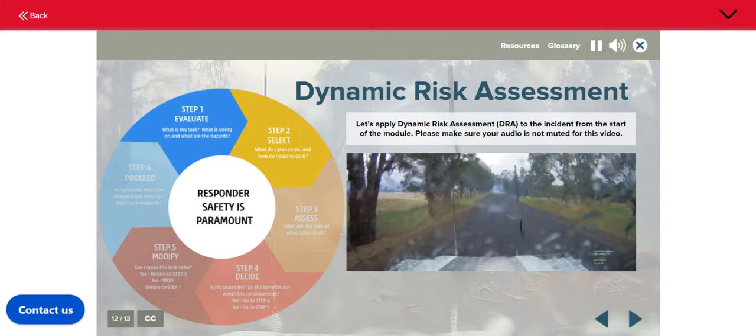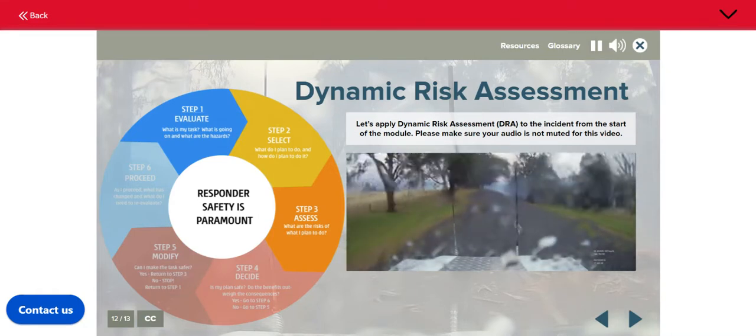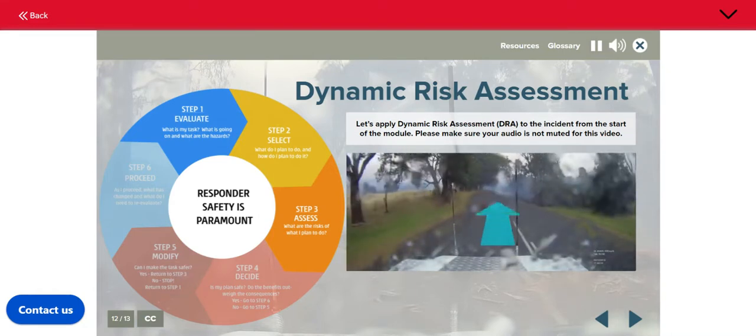Step 2. Select. What do I plan to do and how do I plan to do it? Drive down the road maintaining situational awareness, keeping an eye out for any signs of tree hazards. Step 3. Assess. What are the risks of what I plan to do? You can now see smoke indicating that some of the trees ahead are on fire.